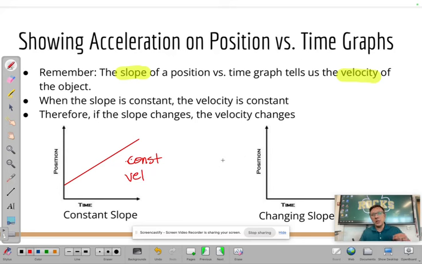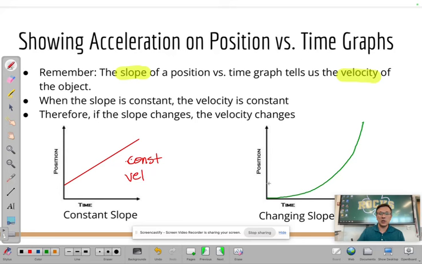Now, that means that if the slope changes, then our velocity changes, and that is the definition of acceleration. So when we come over to this graph, I could show you a number of different things, but let me just show this right here. This is basically a curved line where the slope is always changing. So I tried to do a curved line that has a more or less constant acceleration, but it's kind of hard to do by hand. So just imagine that that's a nice smooth curve.